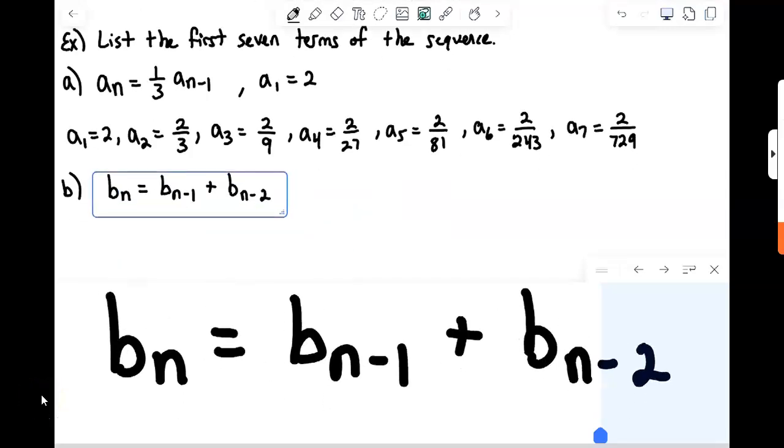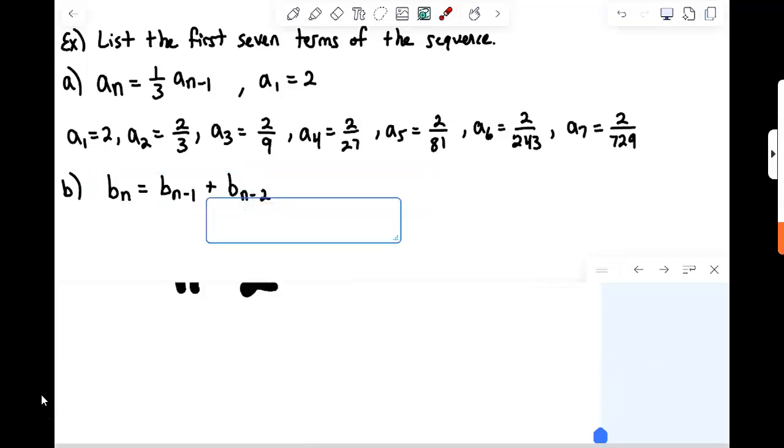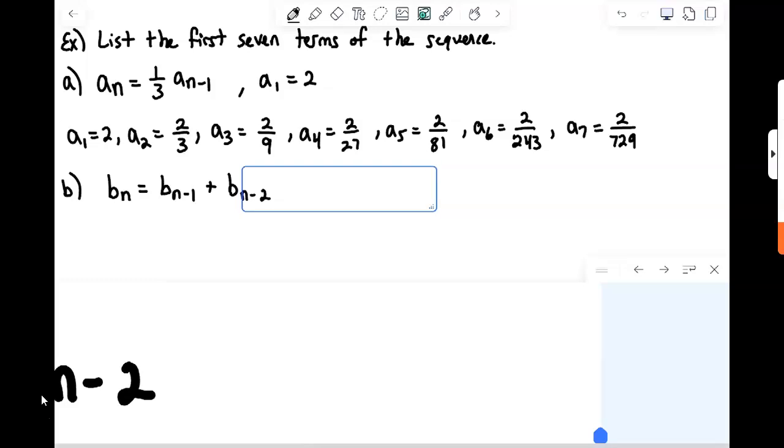Okay, so our second example with a recurrence relation here is a sequence that's defined in terms of the previous two. Because we have a previous two, we actually do need some initial conditions. We actually need two of them. So we're going to state this one this way.